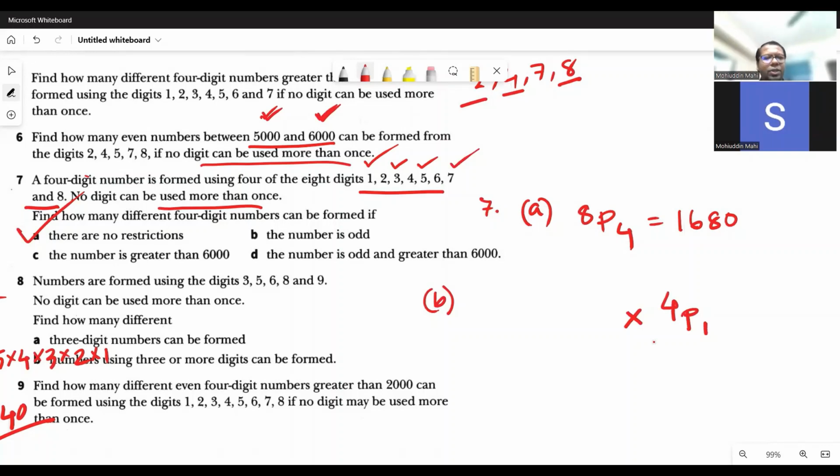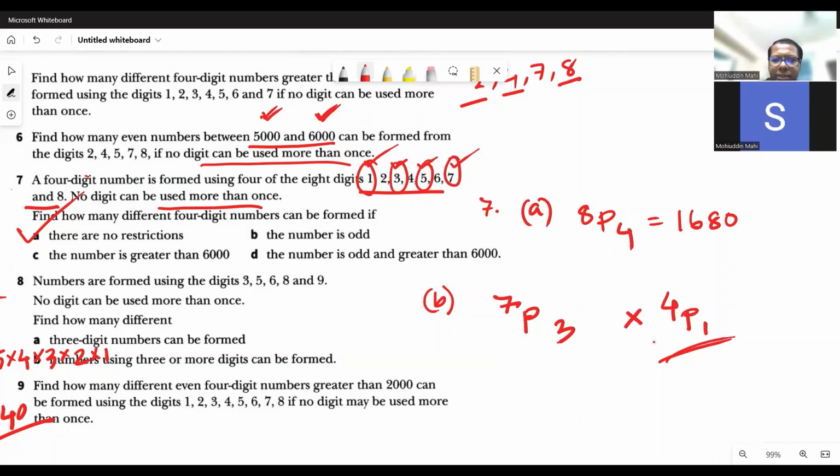All right. So within these 8 numbers, we have already used 1 number and we are left with 7 numbers. And from those 7 numbers, we have to pick 3 numbers. Why? Because the number has to be a 4 digit number. And it also has to be an odd number. So from 4 odd numbers, we have to pick 1, which can be done in 4p1 ways.